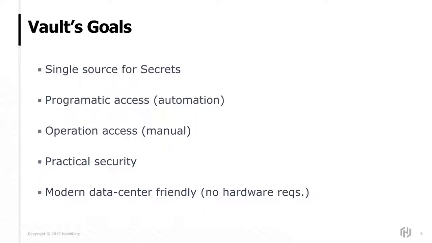So additionally, we want Vault to be a very, very practical way to do security. We want it to be easy to use and not so onerous that people go around the security. So we provide an easy-to-use HTTP API that comes with an ACL system built in so that you can very granularly define who has access to do what. And then it also has built-in auditing so that every request and response can be automatically audited. And then lastly, we want it to be modern data center friendly, which essentially means no hardware requirements, because oftentimes Vault will be running inside of a cloud provider where you don't have access to the hardware.